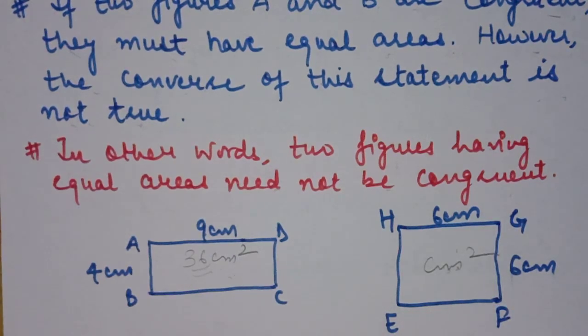They are equal in area, but they are not congruent to each other because they are not the same in shape. So students, that's why saying two figures are congruent if they are equal in area is a wrong statement. If two figures are congruent, then they must be equal in area, but the vice versa of the statement is not true.